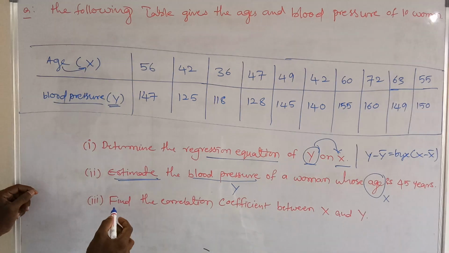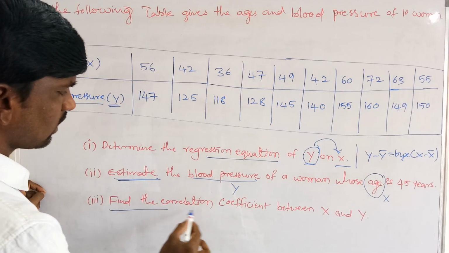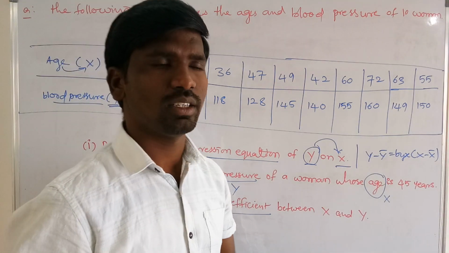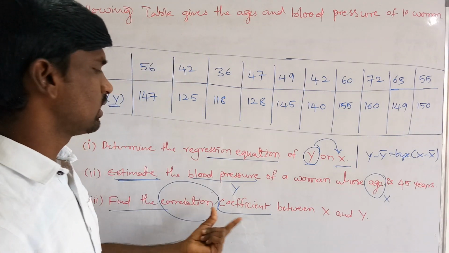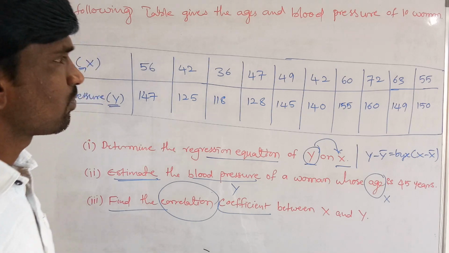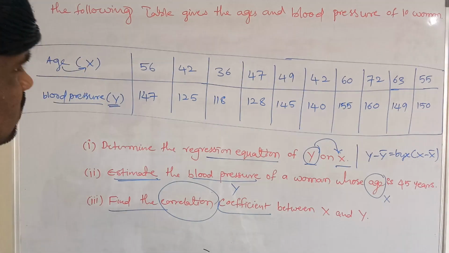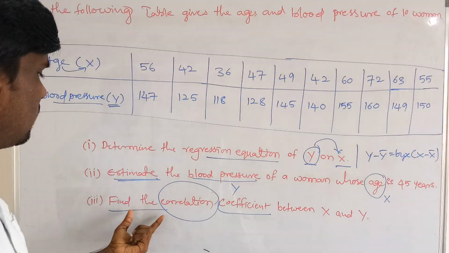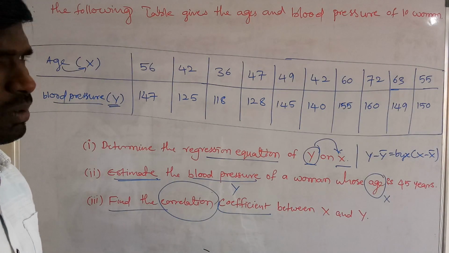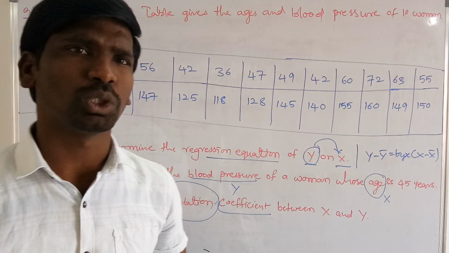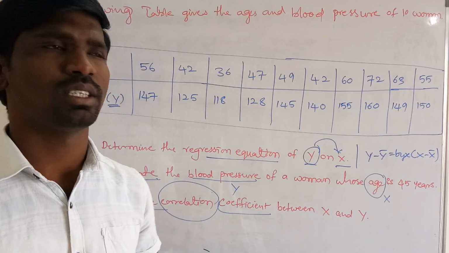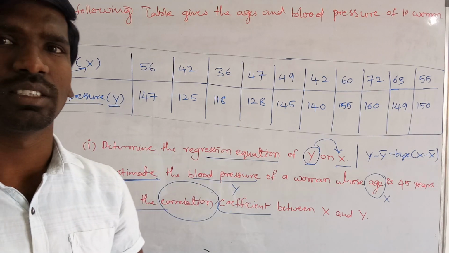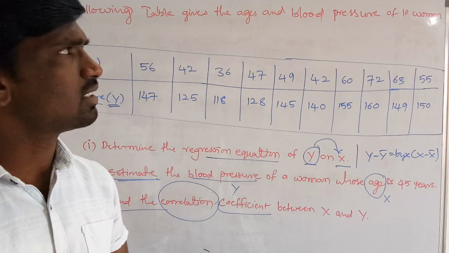Then the third condition: find the correlation coefficient between X and Y. Till now we have solved many problems in regression analysis, but this third condition is new in this problem. That is why this question is very important in regression analysis. Here we are going to solve all the conditions in this type of problem.